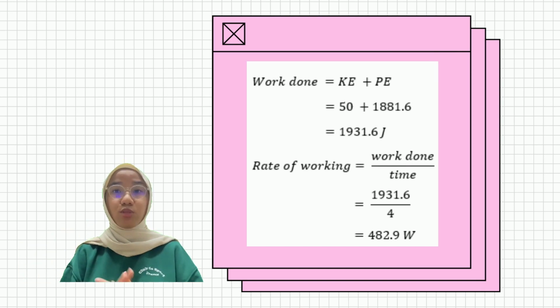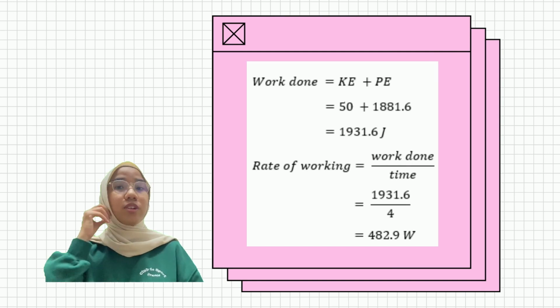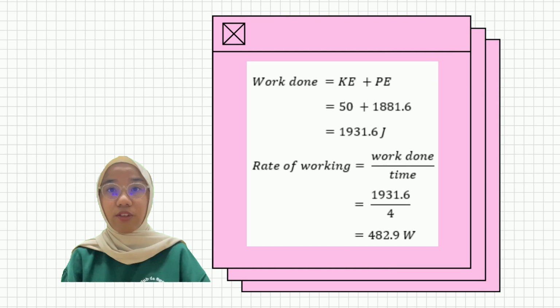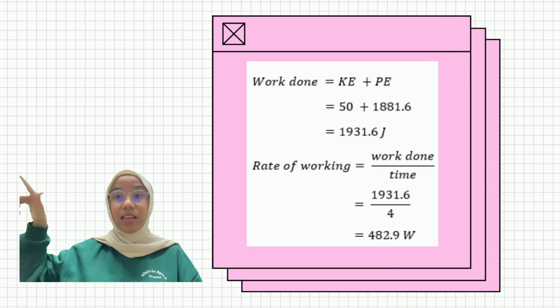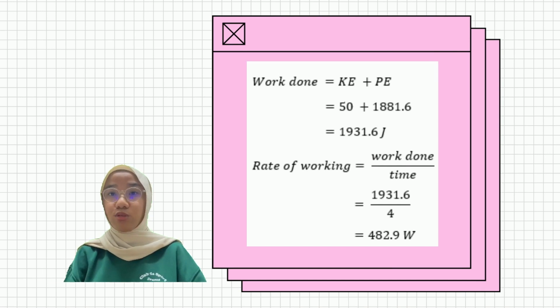The formula is work done over time. Just substitute to the formula: 1931.6 joules divided by the time taken of the man running upstairs, which is 4 seconds, and then you will get 482.9 watts. Thank you.